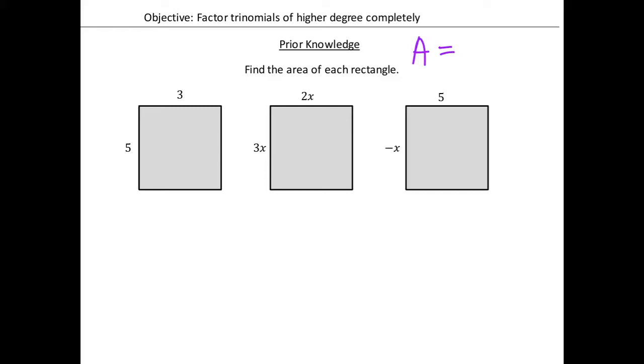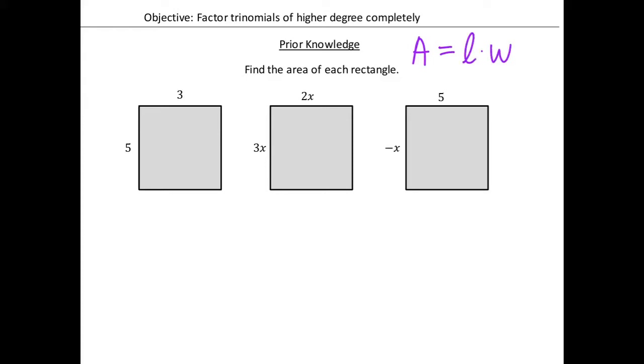Length times width. So I heard length times width times height, and I overheard people saying you add up all the sides. So perimeter is when you add all the sides. Length times width times height, that's volume. So for area, it's just length times width.